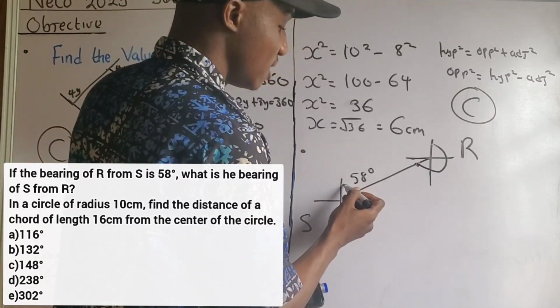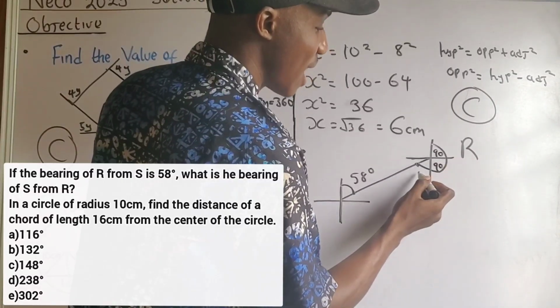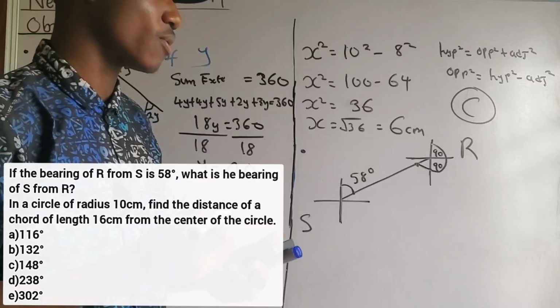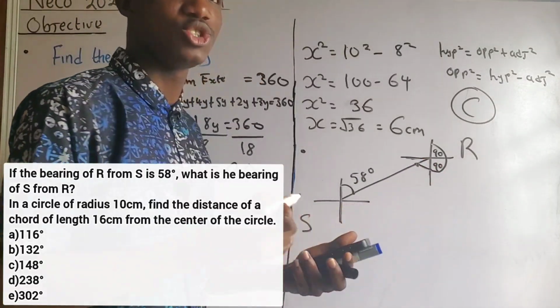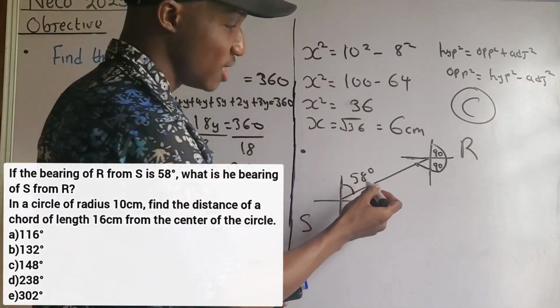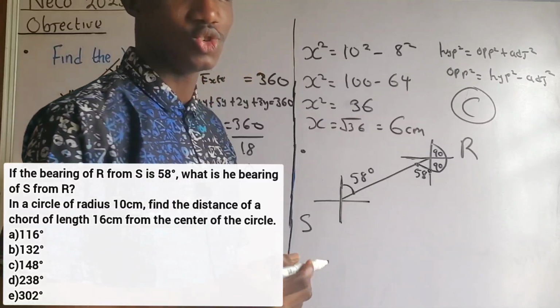For this angle that you see here, this place is 90. This is also 90. Now I need the smallest angle to get the bearing of S from arc. And there is a property in plane geometry, alternate angles are equal. You understand? So this 58 degree is alternate to this angle. So this will also be 58 degree. Do you understand?